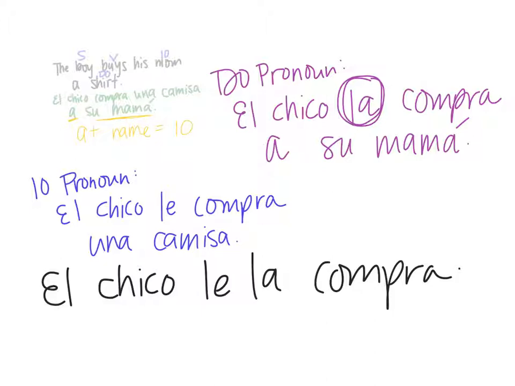Now, one final rule, and then we'll be done. If you have both an indirect object pronoun and a direct object pronoun, and they both happen to begin with L, now, not always, but they often do, then you change the first one to se. Okay, so my final sentence would be El chico se la compra. That's converting both indirect object and direct object to a pronoun.